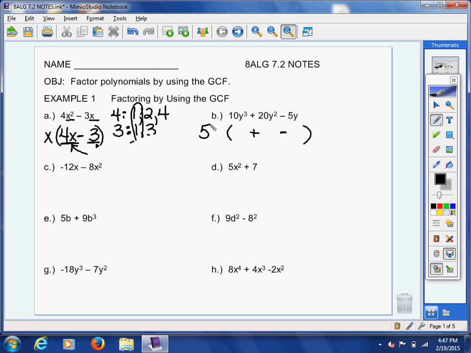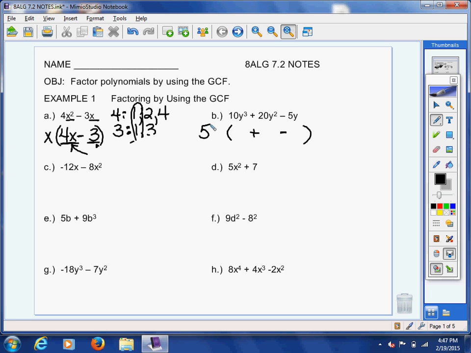5 times 2 is 10. 5 times 4 is 20. 5 times 1 is 5. So you got it. You nailed it. A little trick that I do is when I look at the numbers, I look at the smallest number, which is 5. If it can go into both 20 and 10, that's my GCF. That's how I normally roll. It's a fast strategy for me, and it works.